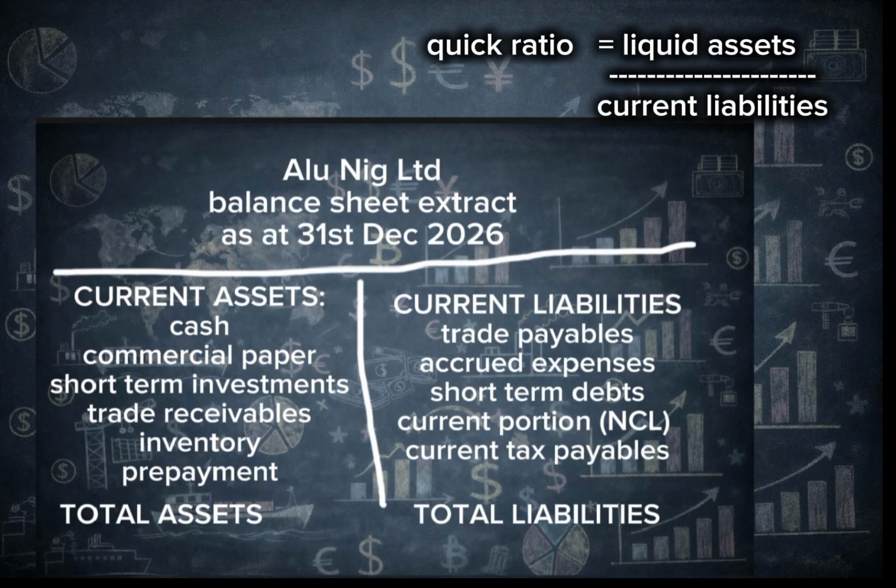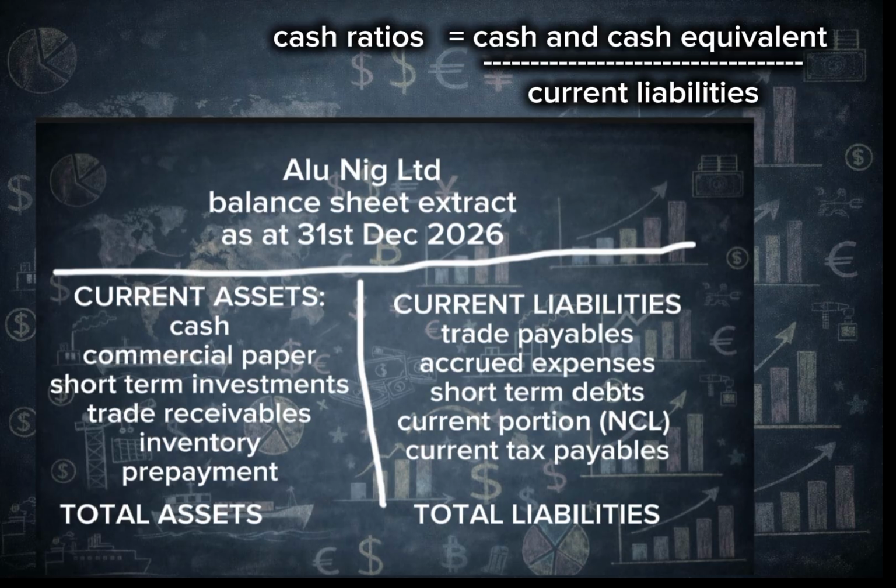The last one is the cash ratio. The cash ratio is saying, can you cover your current liabilities with cash and cash equivalents only? This ratio is saying, abeg, I don't have time for you to go and start converting your short-term investment to cash. I don't have time for you to go and start converting your trade receivables or inventory to cash. I want my money right now, which means cash and cash equivalents. Do you get it? So that ratio is saying, can you pay your current liabilities with cash and cash equivalents?